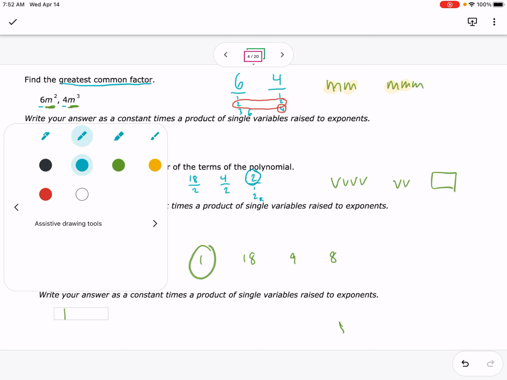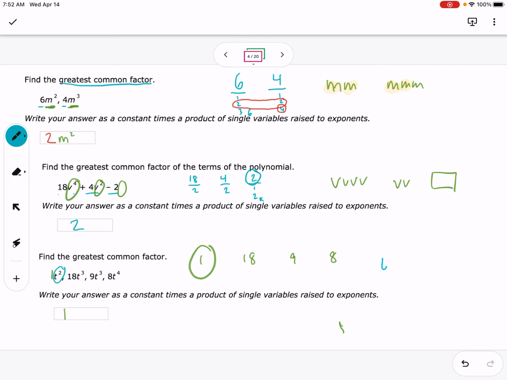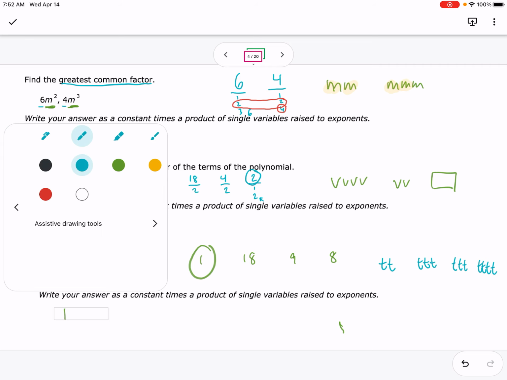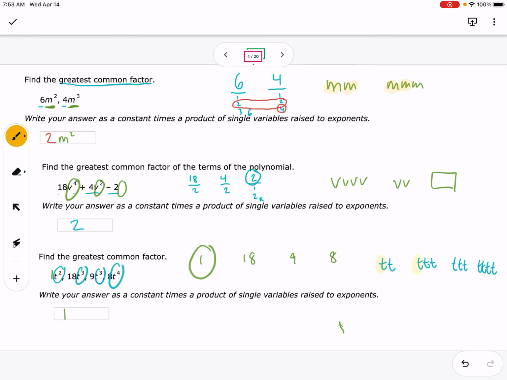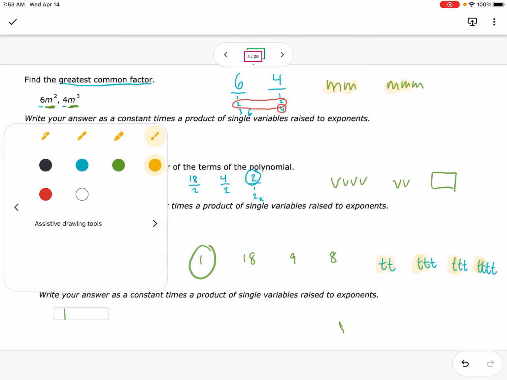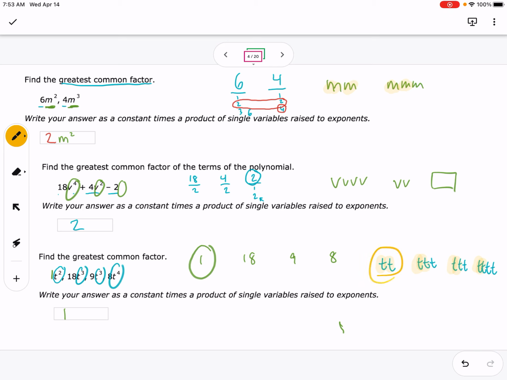And now let's look at my variables. So here I have 2 t's, and then here I have 3 t's, and with the 9 I have another 3 t's, and with the 8 I have 4 t's. So what do I observe? I observe that I can see a t in each and another t in each, and that I have 2 t's in common, and I can't highlight any more t's because I'm all out of t's here. But each of them had 2 t's, and so they share that, and so I could write 1 t squared, or you could just write t squared, right? Those two things are the same. All right, so now it's going to be your turn to try.